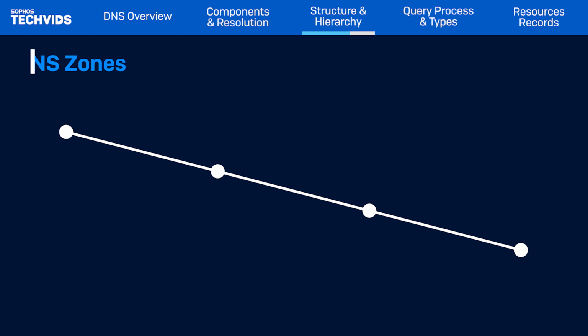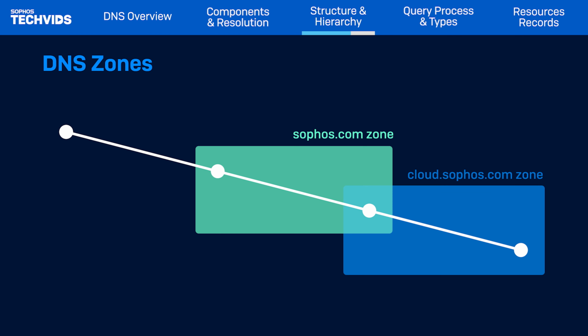Now, let's discuss DNS zones. The overall domain hierarchy is organized into various zones that allow you to manage and control them independently.